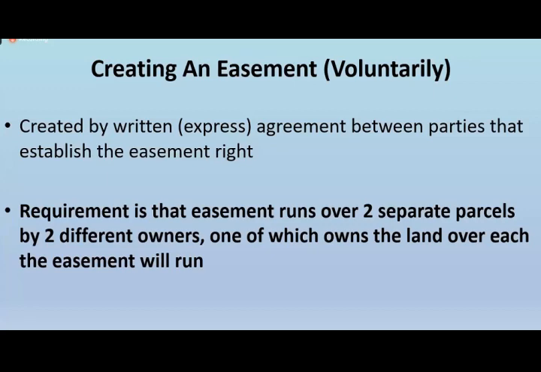Okay, creating an easement. An easement is created by a written agreement between the parties that establish the easement right. The creation of an easement involves two separate parties, one of whom is the owner of the land over which the easement runs. Two other ways for an easement to be created are easement by necessity and easement by prescription.